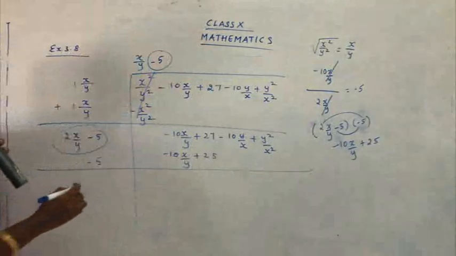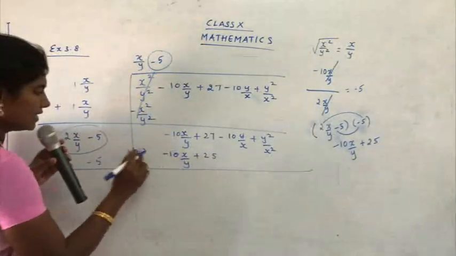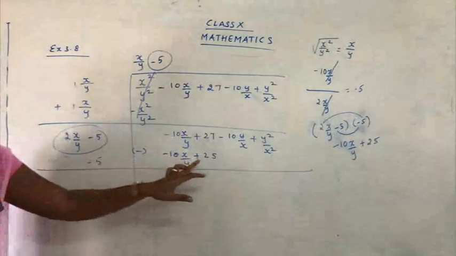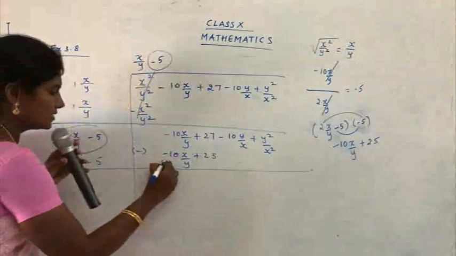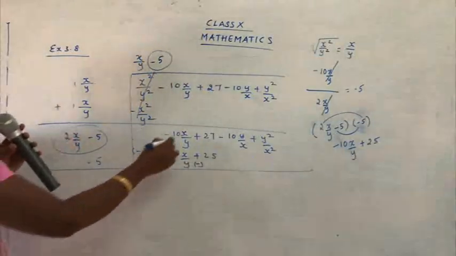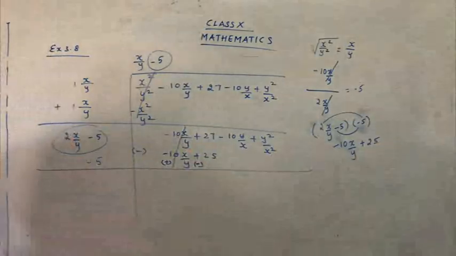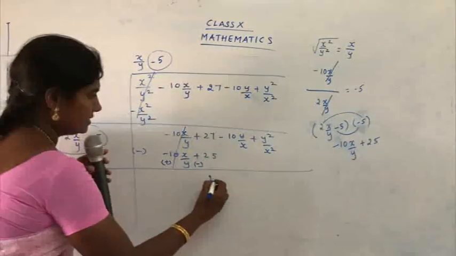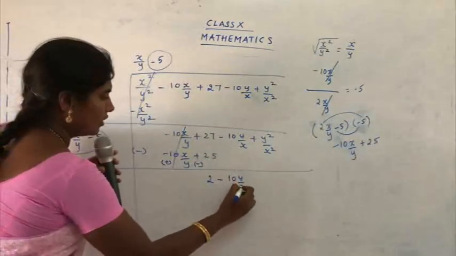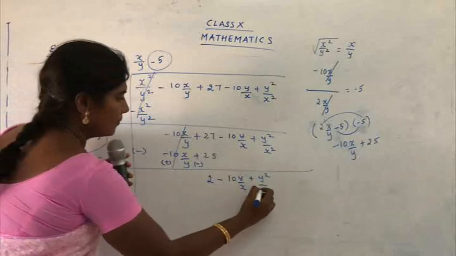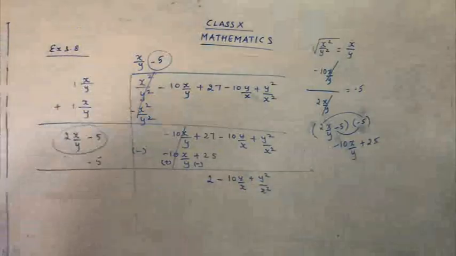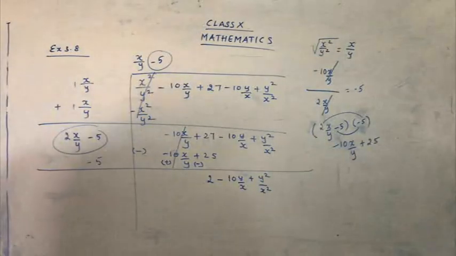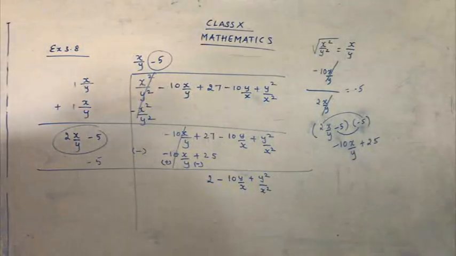What is the main sign? It's minus. Whenever the main sign is minus, the sign in the second line should be changed. So minus turns to be plus, plus turns to be minus. Minus plus cancels. 27 minus 25. It's 2. Minus 10y upon x plus y square upon x square. Whatever is being left out, we are just taking: it's 2 minus 10y upon x plus y square upon x square. Let's fill this part also.